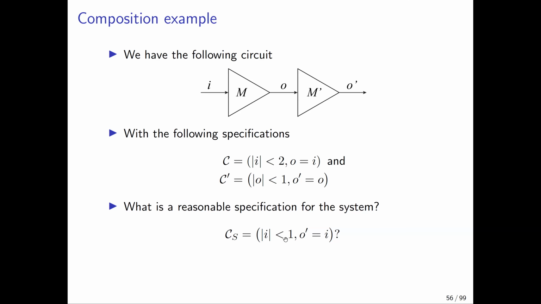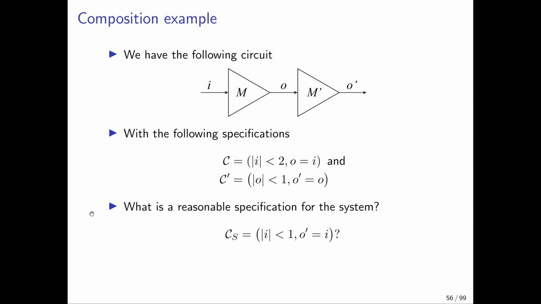The other virtue of this specification is that assumptions depend only on the top level inputs, and the guarantees depend only on the top level inputs and outputs. In other words, our internal variable O completely disappeared from the system level specification, right? Which is what we want for a specification. Specification should only refer to the interface of the component. So this is the system specification, right?